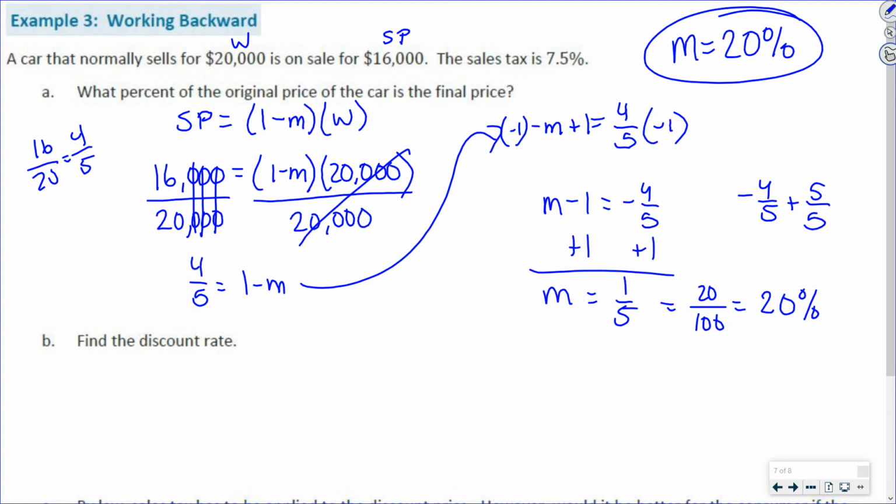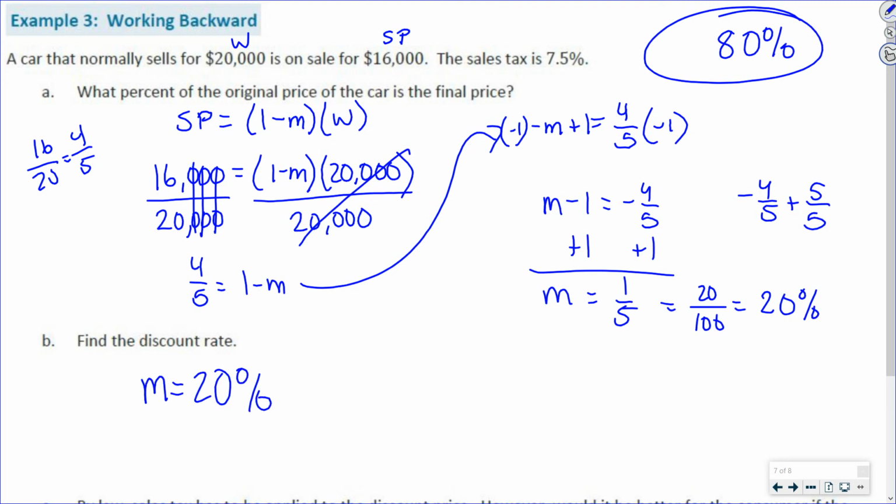Excuse me, I'm sorry. Let's go back to number 1. It says what percent of the original price of the car is the final price. The markup rate was 20%. So the percent of the original price is 80%. Okay, that's the percentage of the original price, 80%. So what it's asking is what was the percent of the original price. So the original price was $20,000. The selling price is 80% of the original price. The discount rate was 20%.